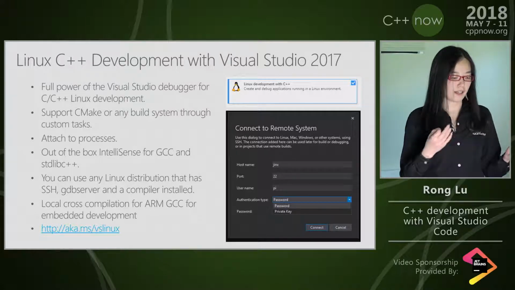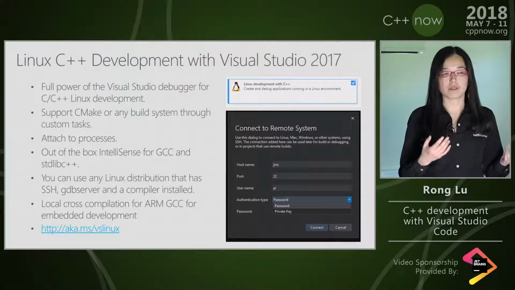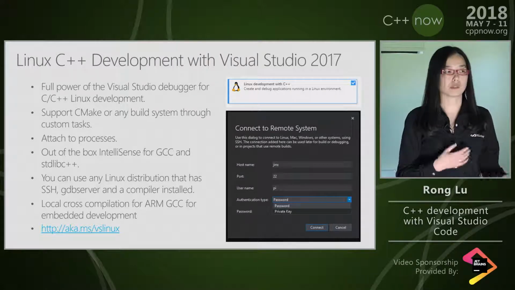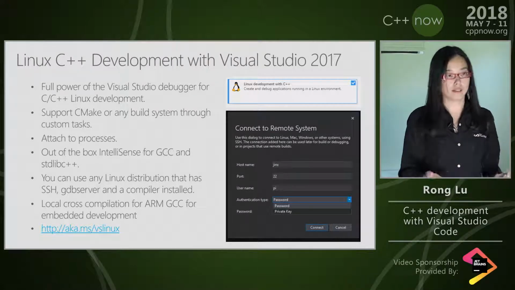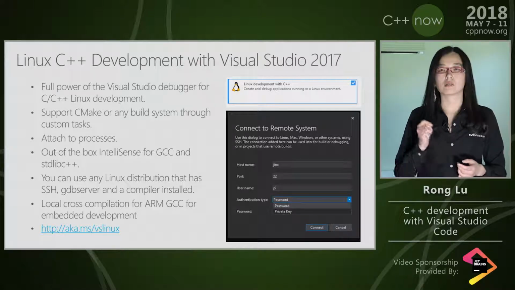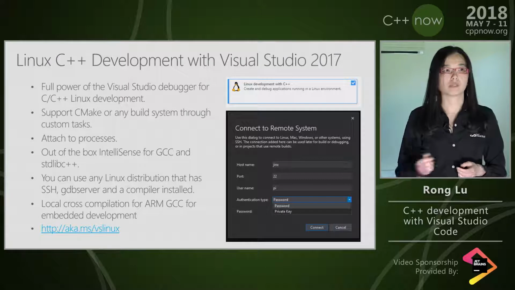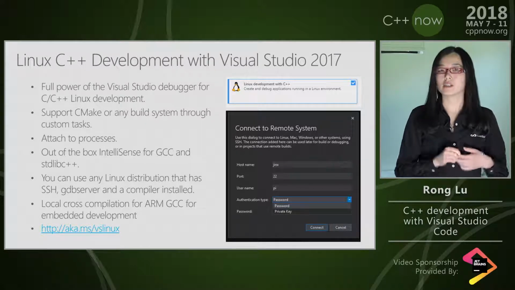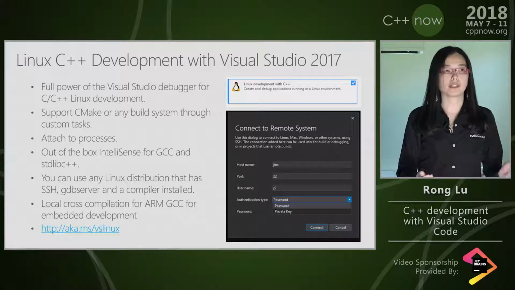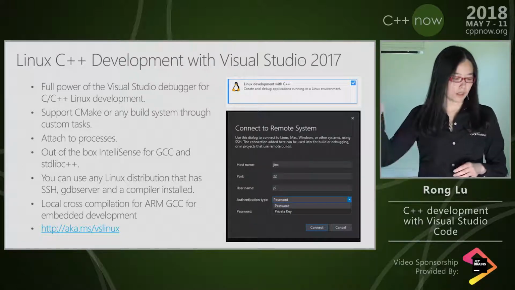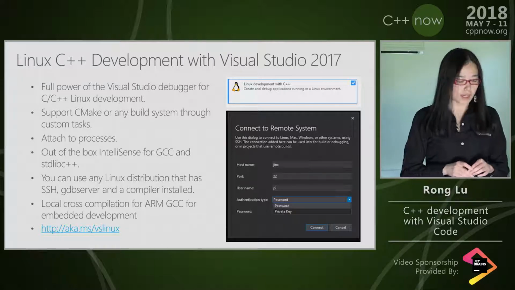If I'm developing for Linux, is there an option for me to continue to use Visual Studio? And there is. With Visual Studio 2017, you can remote target Linux for C++ development. You get full IntelliSense, you get full debugging. It's the full power of Visual Studio IDE you can use for Linux development. So it goes into more details on the slide.